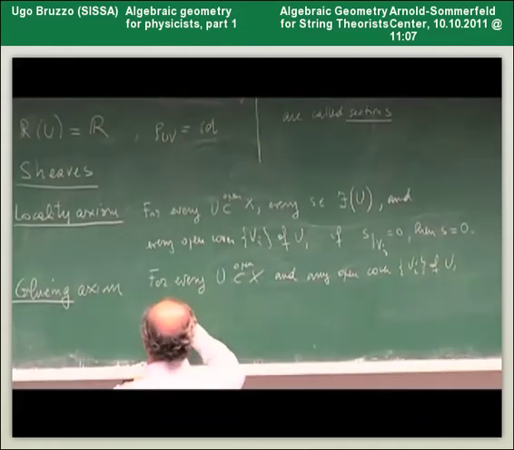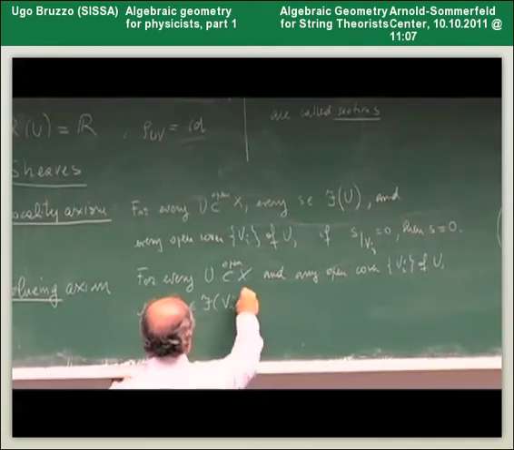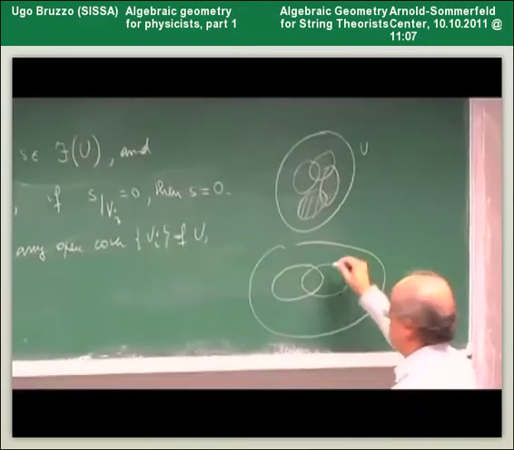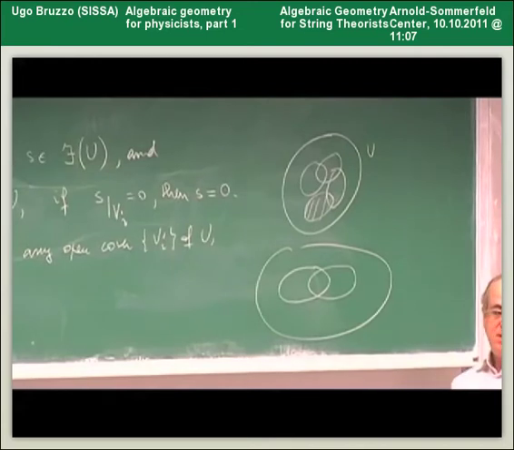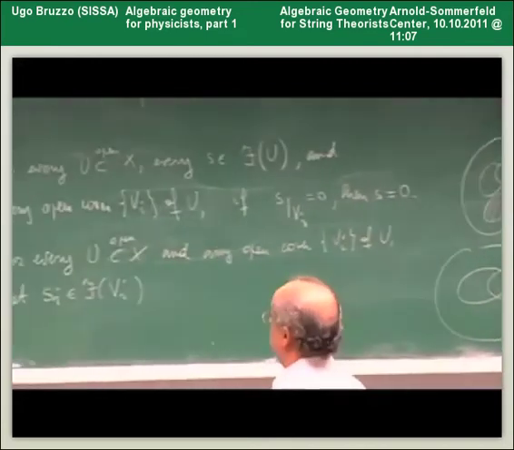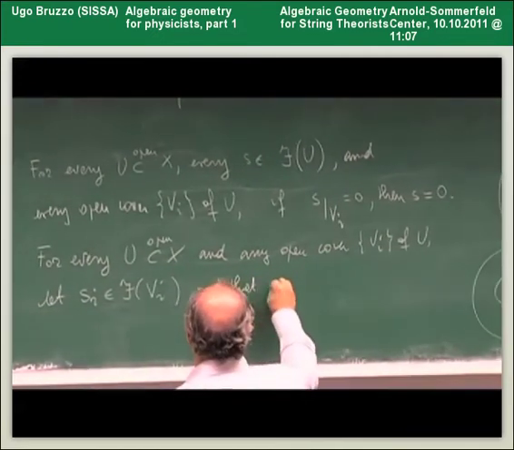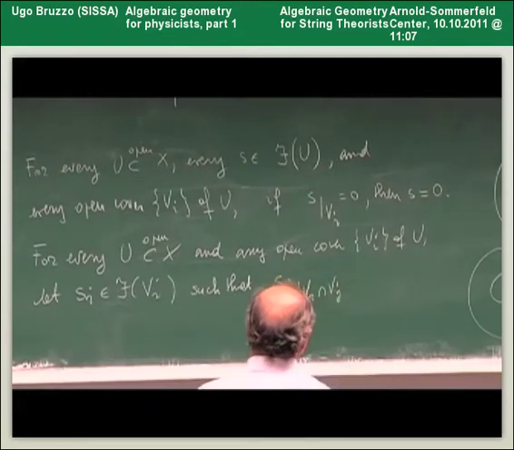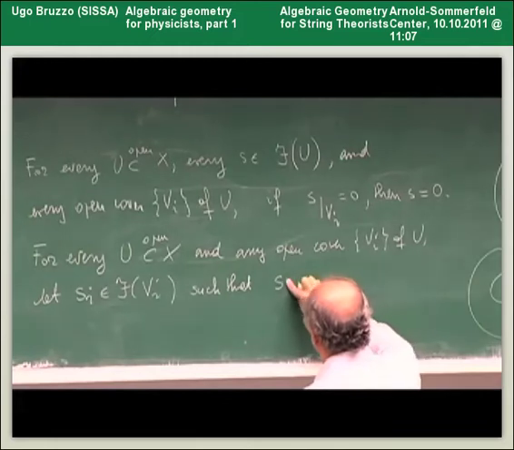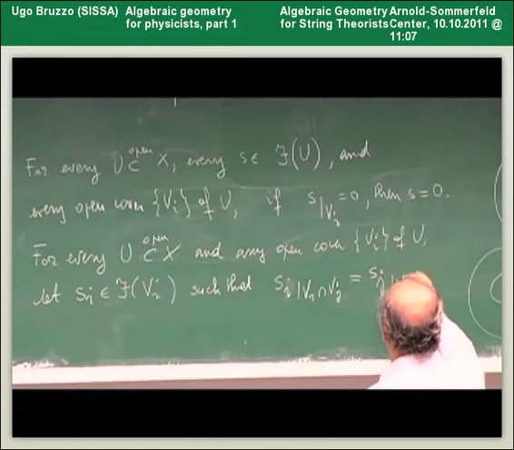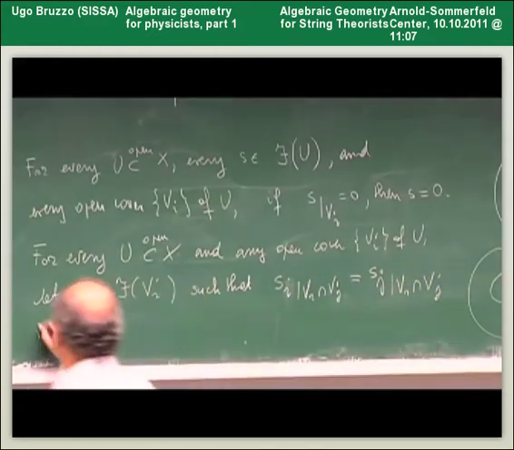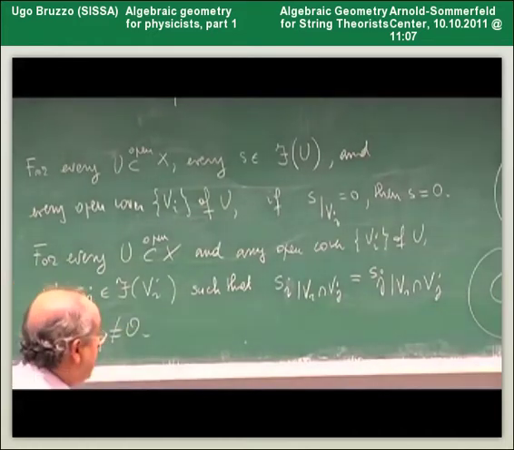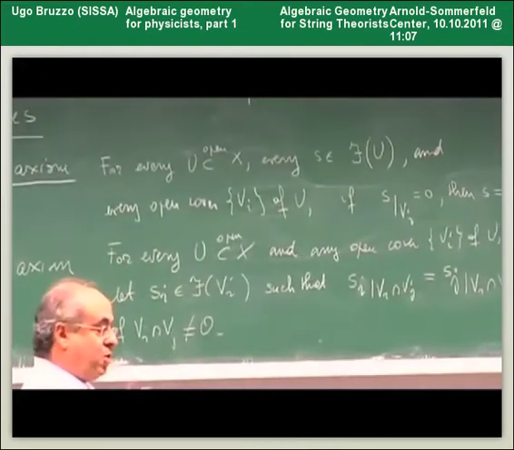let S_i be sections over this V_i. So on any of these open sets, we assume we have a section. But then we assume that on the possible overlaps, these sections coincide. Such that S_i restricted to the intersection of V_i with V_j equals S_j restricted to this, provided, of course, that the intersection is not empty. Then the idea is that we have a global section over U, which restricts to the given S_i.